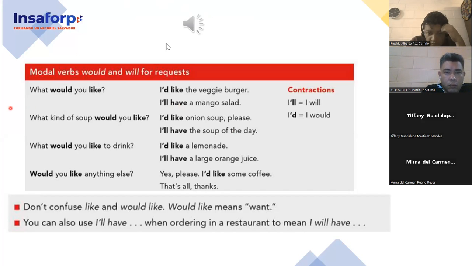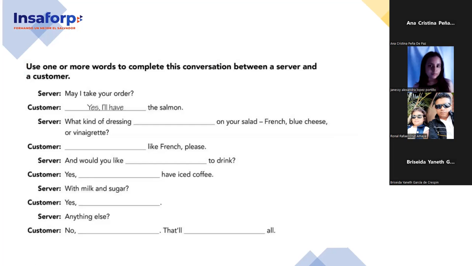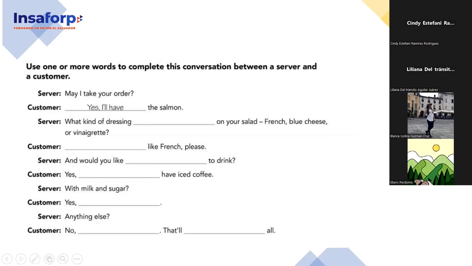Let's take a look at some examples. Let me show you. Page 89. Here we have: use one or more words to complete the sentence. Tell me, please. For example, server: May I take your order? What is next? Yes, I will have salmon.